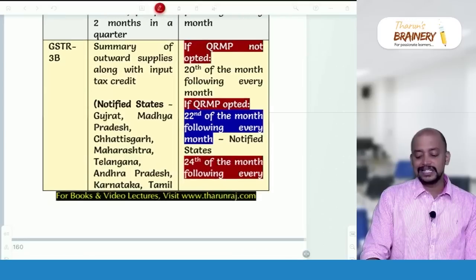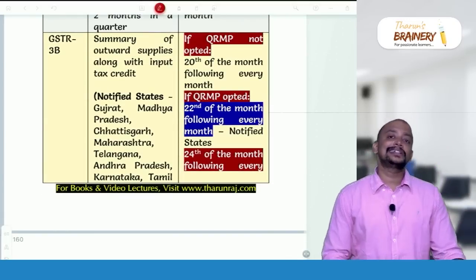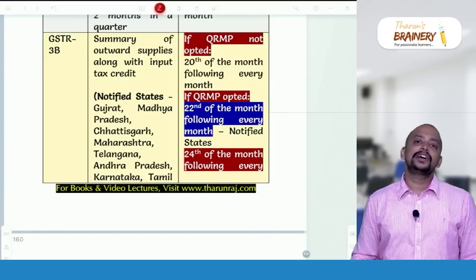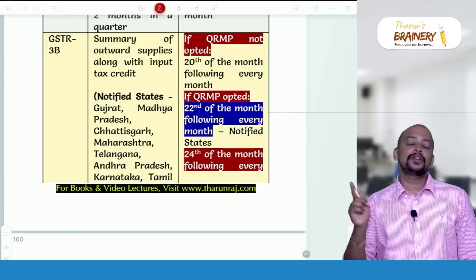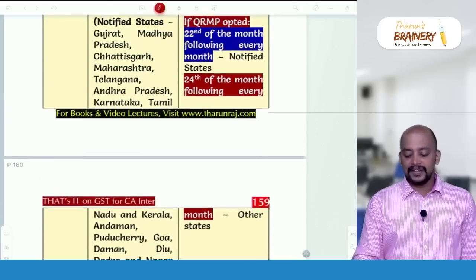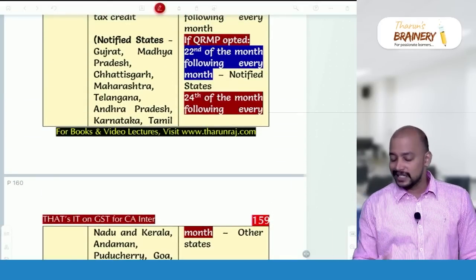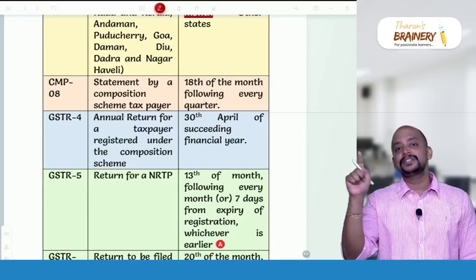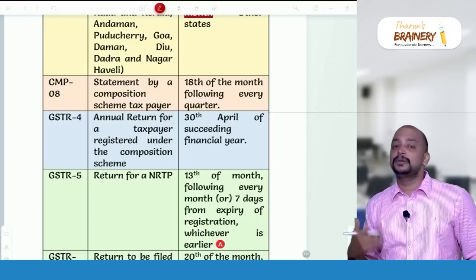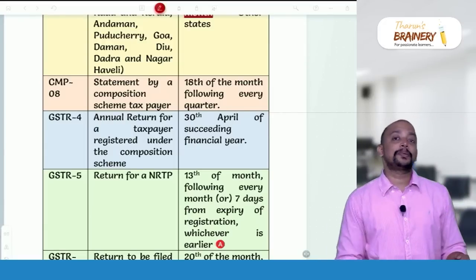And GSTR 3B is to be filed by every registered person containing the details of outward supplies, inward supplies, tax payable, etc. If they are not opting for QRMP, then 20th of the month following every month. If they are going for QRMP, 22nd or 24th of the month following every quarter. For south states it will be 22nd, and for north states it will be 24th. And remember GMCA: Gujarat, Madhya Pradesh, Chhattisgarh, and Andhra Pradesh and states below that, it will be 22nd, and for others it will be 24th.